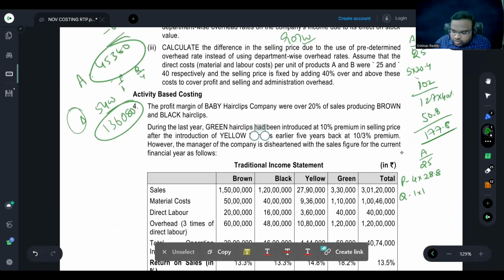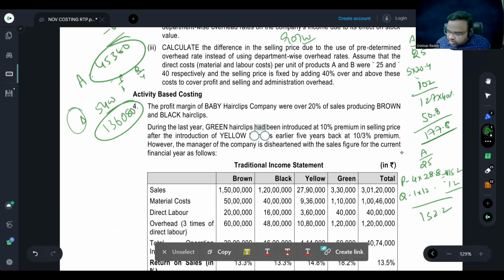Q 1 into 12 rupees. What is the over recovery rate? 4 into 28.8, which is 115.2, plus 12. What is the total cost of production?